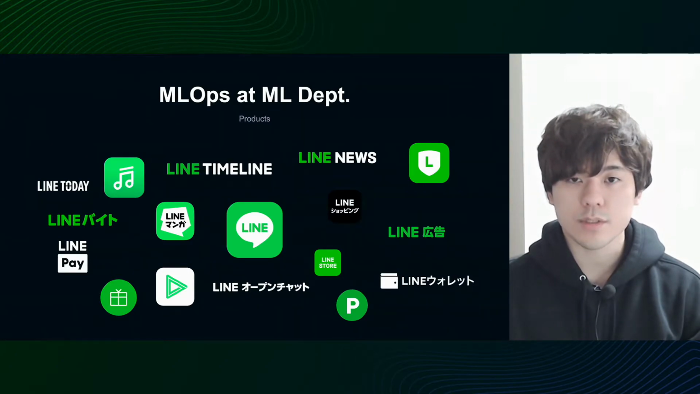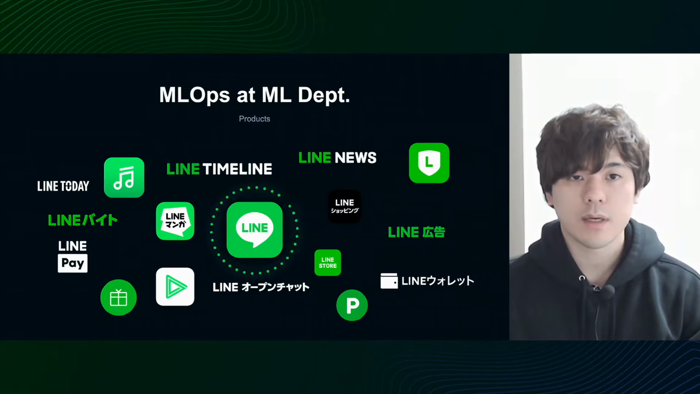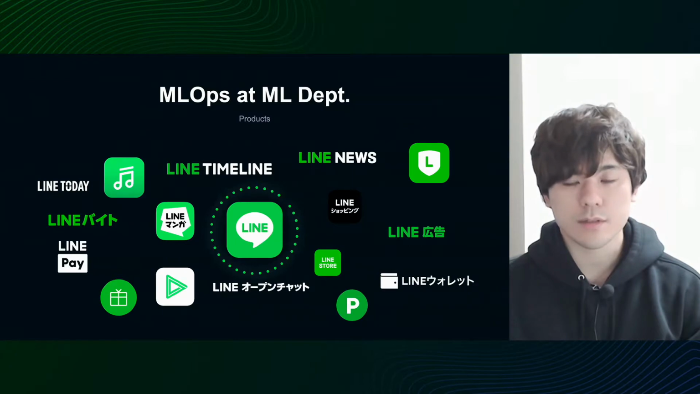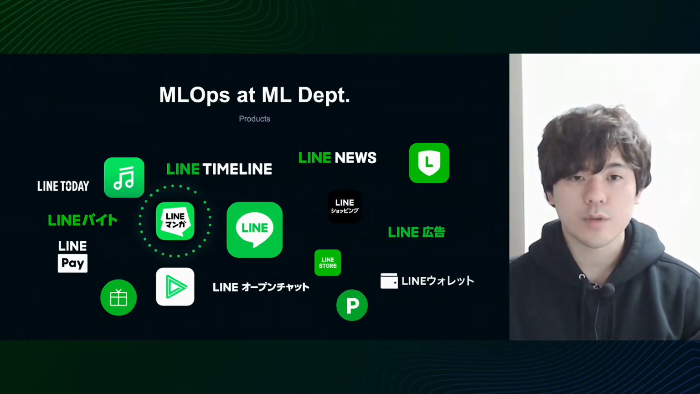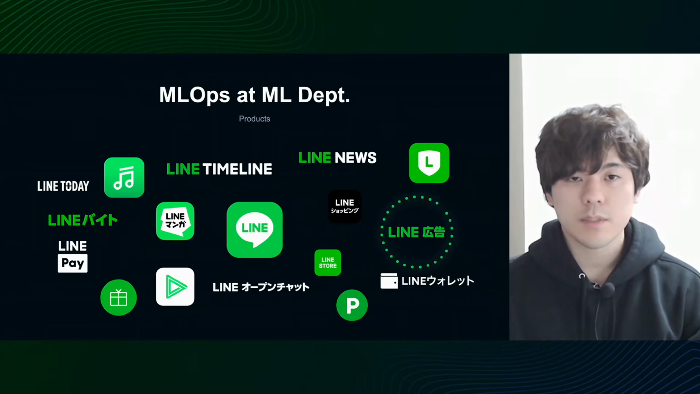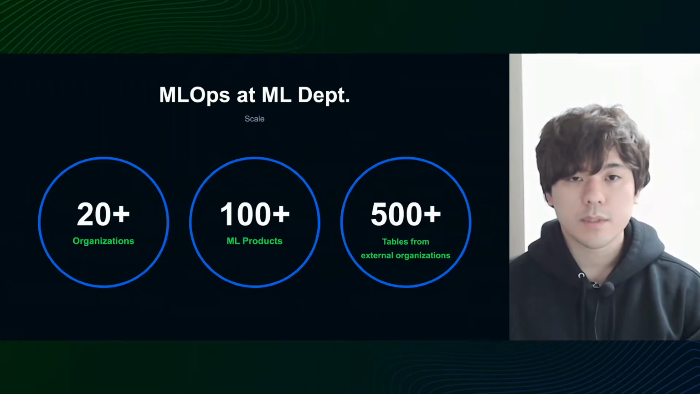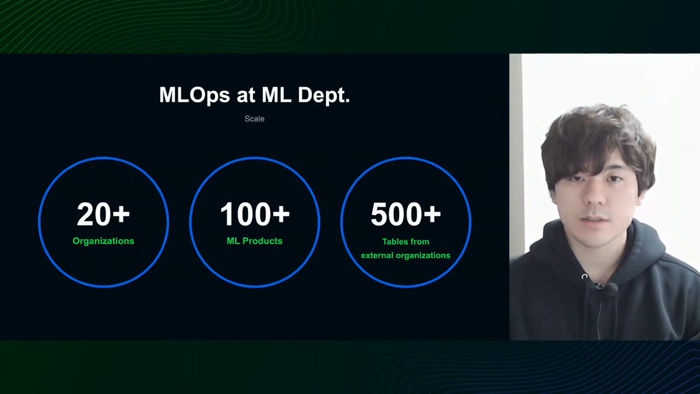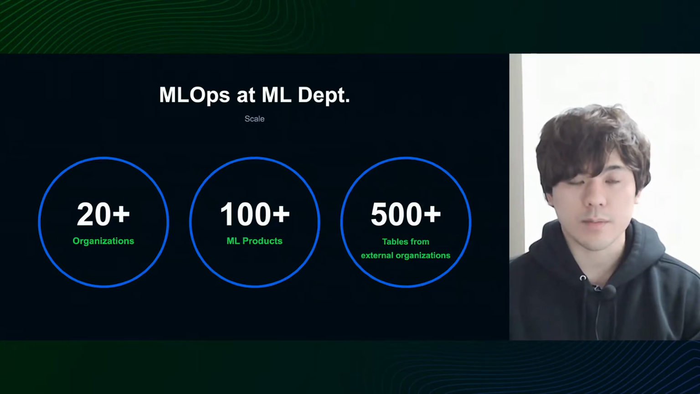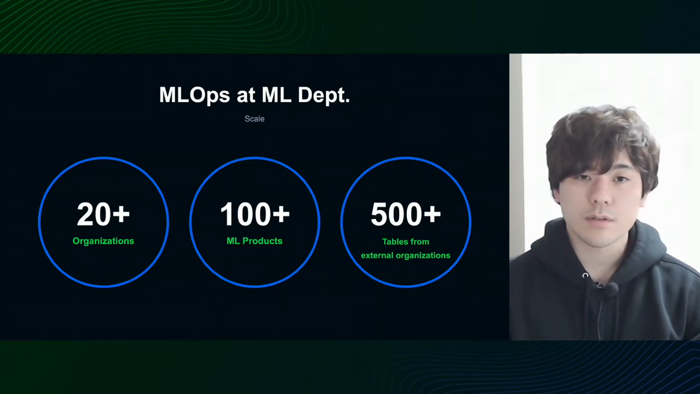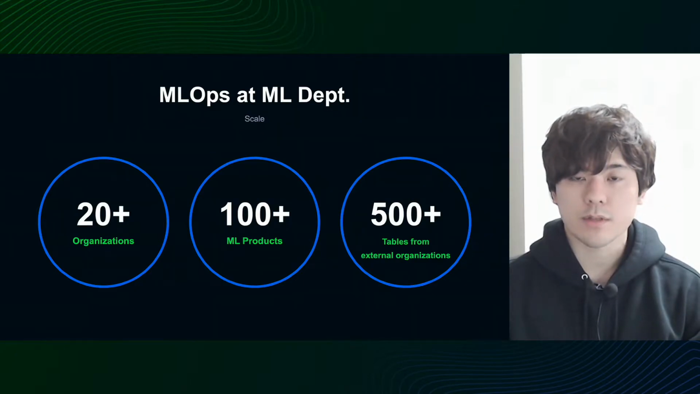The machine learning department is a cross-sectional organization, and we provide ML products to various services in collaboration with each business unit. For example, we are involved in estimating the attributes of Line users, recommending books, optimizing advertisements, etc. The machine learning department is currently working with over 20 organizations. The total number of ML products we provide with them is over 100.